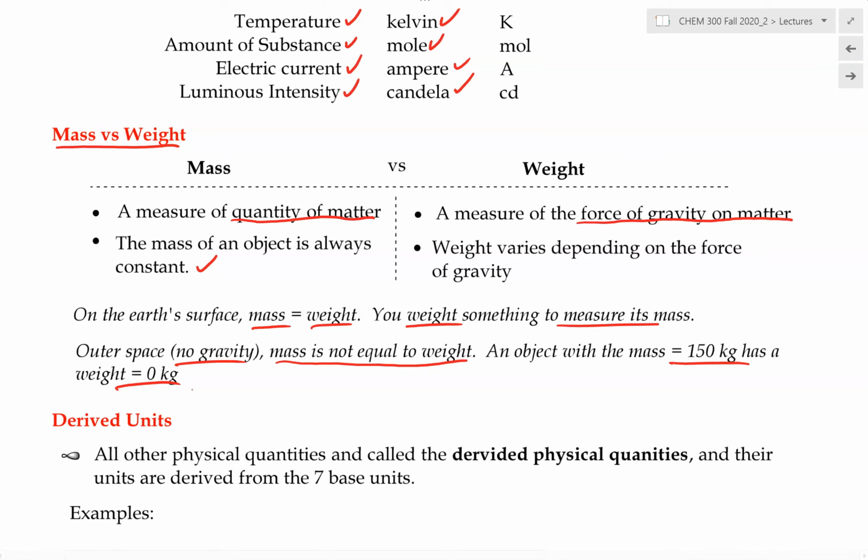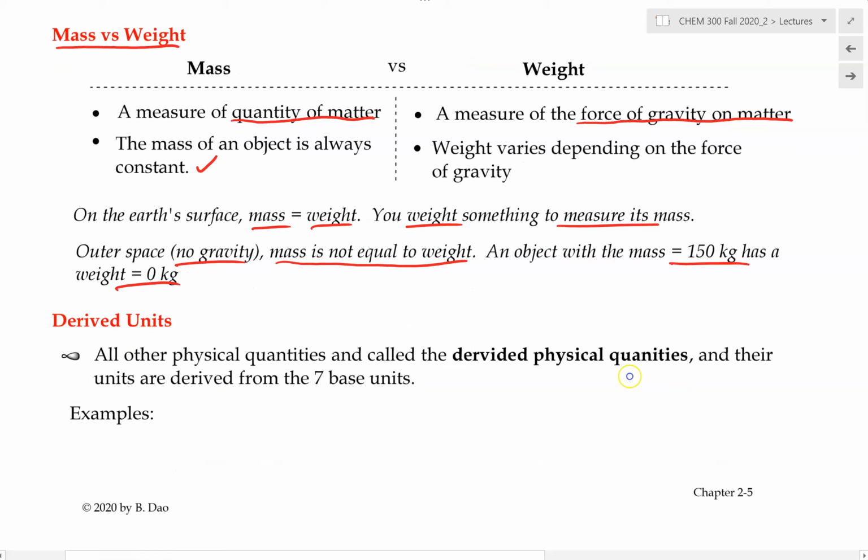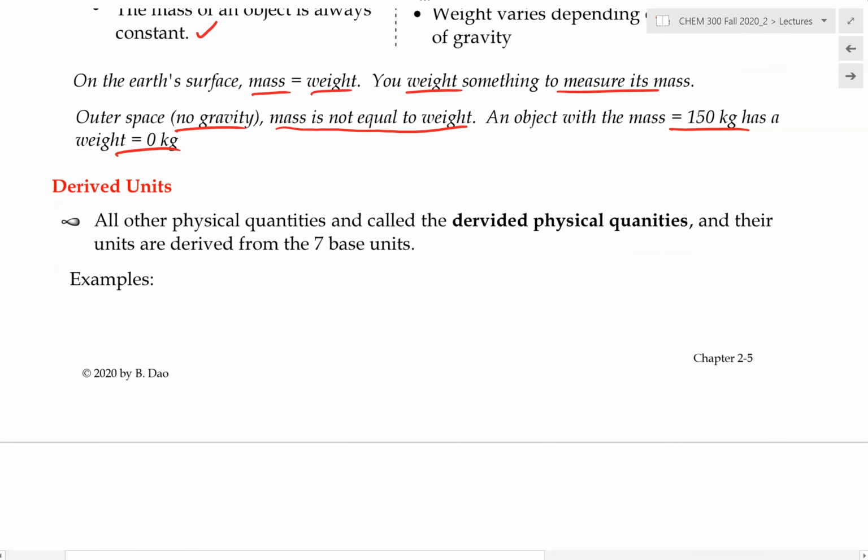So that's the differences between mass and weight that you need to remember. And now we'll go over some of the derived physical quantity and units.